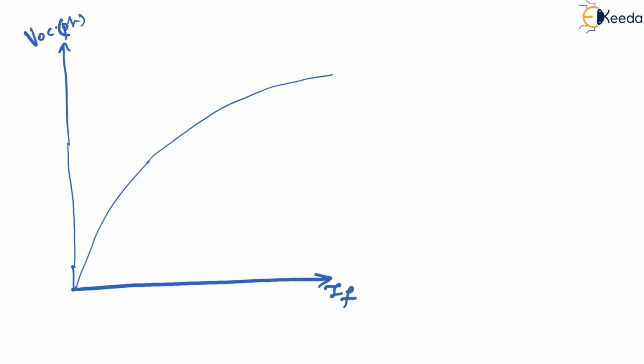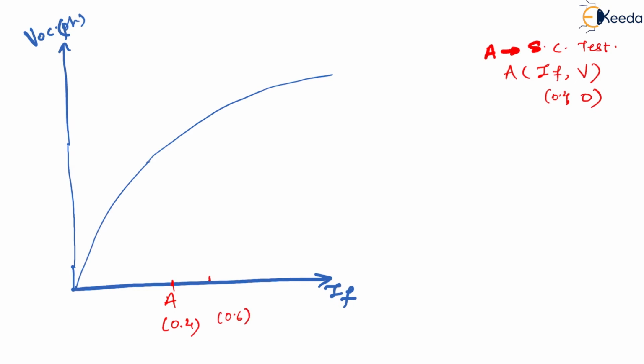Now after that you used point A from the short circuit test. You got point A, and point A coordinates were IF comma V. How much is the voltage at this? It is going to be 0, and IF we took as 0.4, if you remember, correct? So somewhere here was our 0.4, so you had located point A, here was 0.4 amperes current. Now against that you had got this 0.6 amperes to be here, correct, for point K.